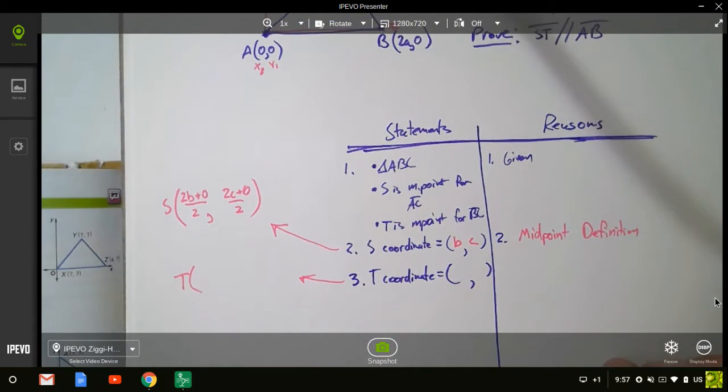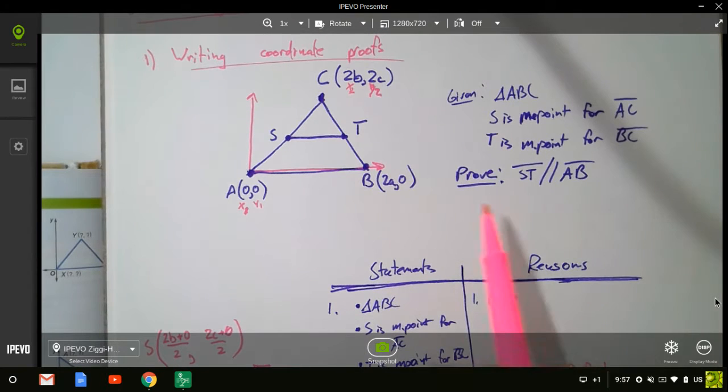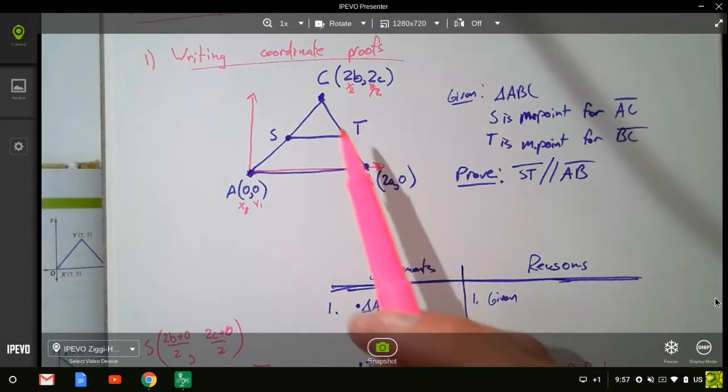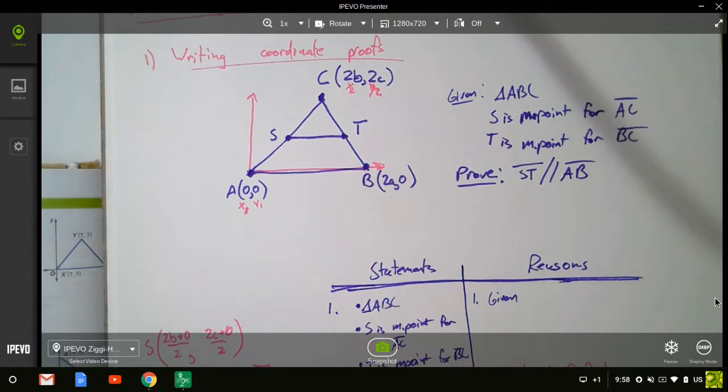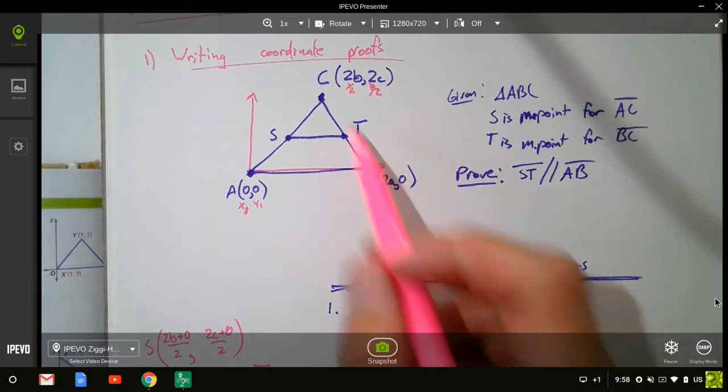And then what numbers should we plug in now? What points are we going to use to calculate the coordinates for t? 2B, 2C, and 2A and 0. Or as Ainsley was saying, you're saying B and C, right? So we'll take these two coordinates.